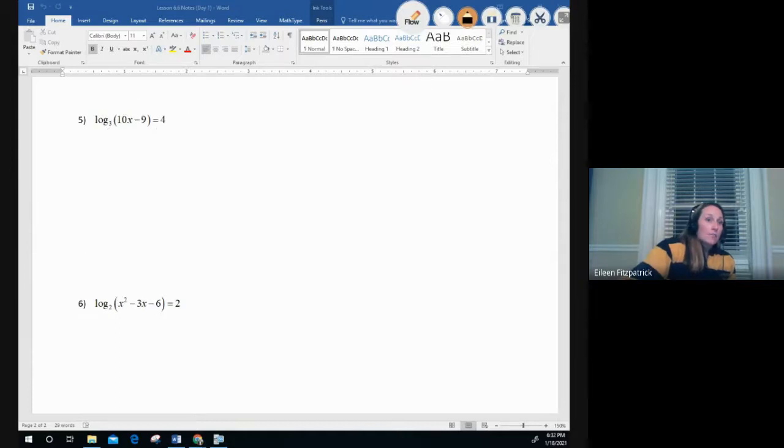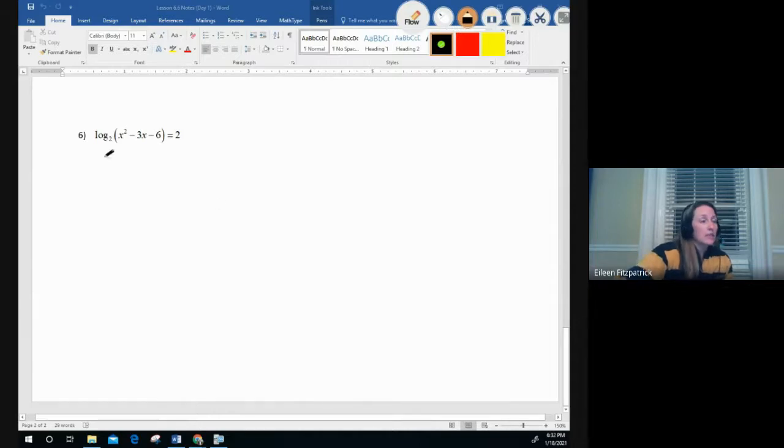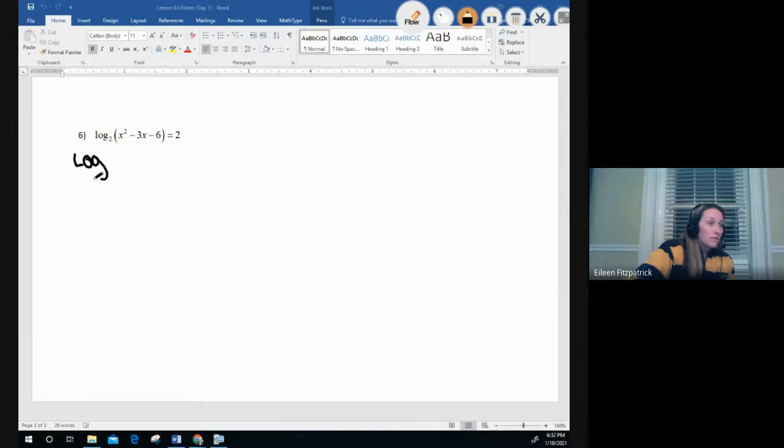And the last problem. Where's my mouse? Okay. So this is a single log as well. So the steps that I was just going through are the same here. Isolate the log as much as possible. So if there's anything outside the log that needed to be added to the other side or divided, that's what I'm talking about, isolate the log. The log is completely isolated. So for this one, I'm going to do the same thing. I'm going to go from log form to expo form.